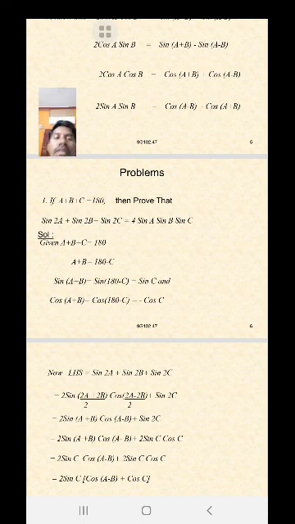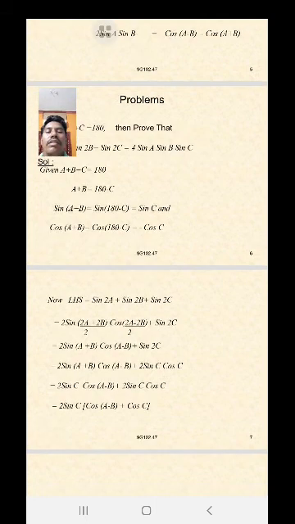So the condition is A plus B plus C equals 180. Then A plus B equals 180 minus C. Take sine on both sides. Then sin(180 minus C) we can write as sin C. Apply cos as you applied sine. Then cos(180 minus C) equals minus cos C.